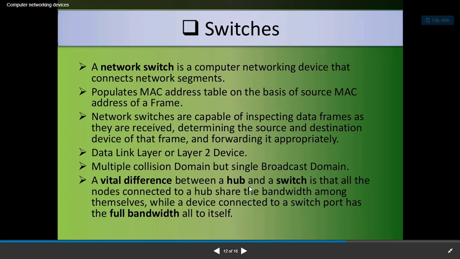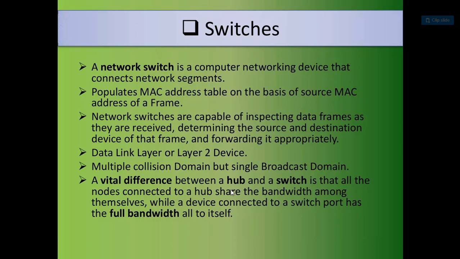A vital difference between a hub and switch is that all the nodes connected to a hub share the bandwidth among themselves, while a device connected to a switch port has the full bandwidth all to itself. So this is really a big difference. And secondly, a hub is a little bit less costly comparatively to a switch. When we have fewer than 50 computers, we generally use a hub because it is less costly and there is not that much difference in transfer rate. But when our network is larger than 50 computers, then consider using a switch.